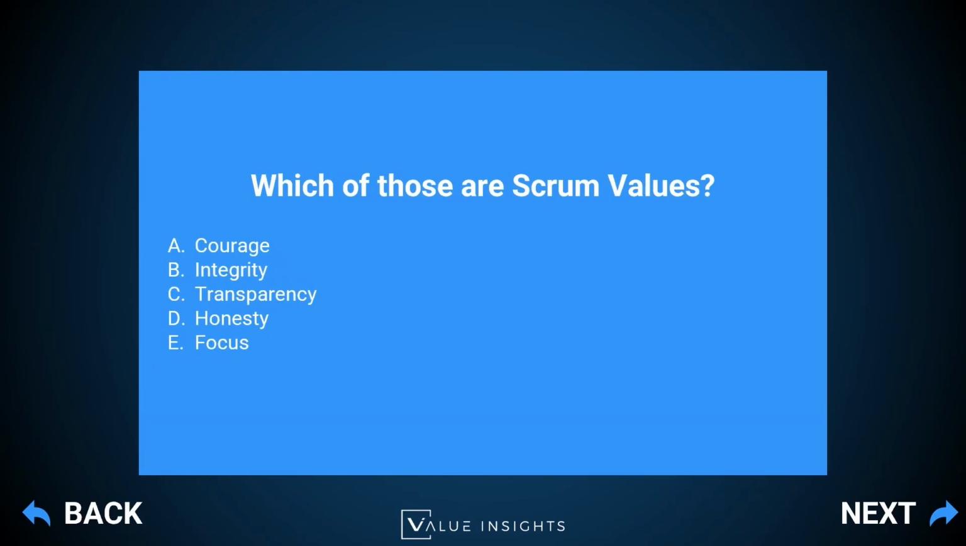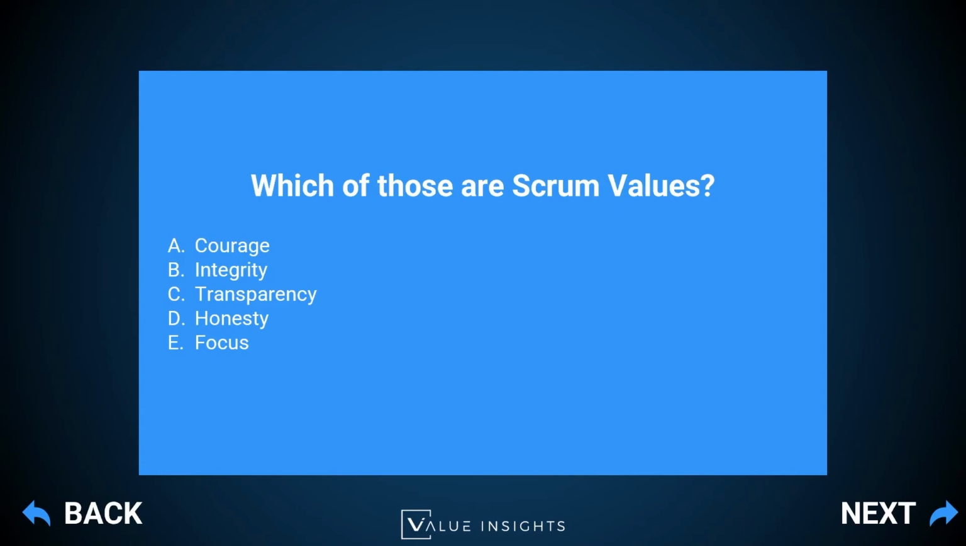Integrity is actually not part of the Scrum values. Transparency is actually one of the pillars, and honesty is also not part of the Scrum values. So the Scrum values to remember are courage, commitment, focus, openness, and respect. Those are the 5 Scrum values.